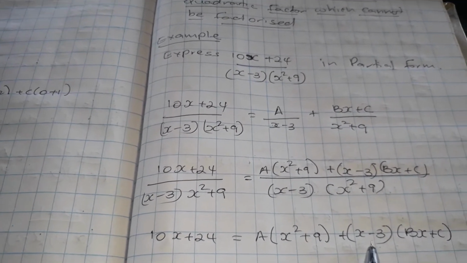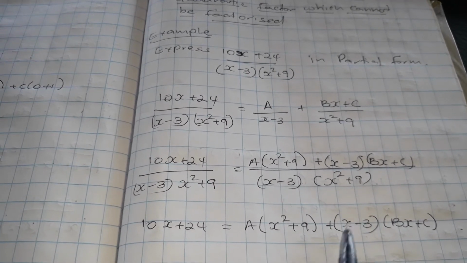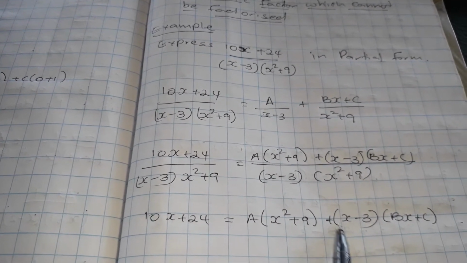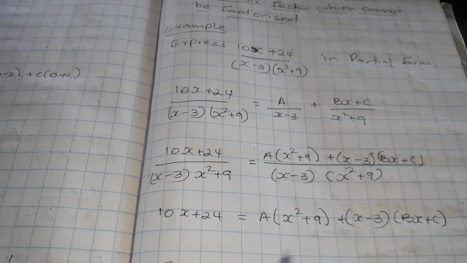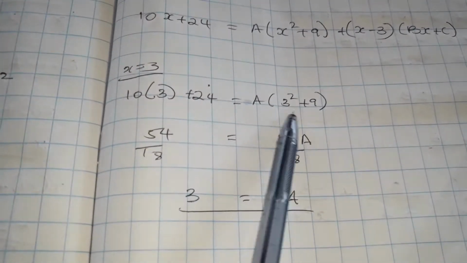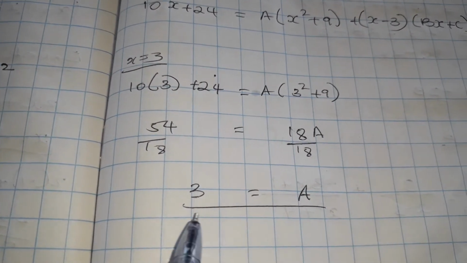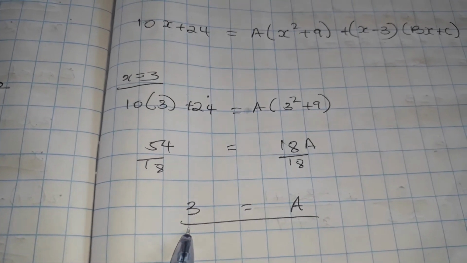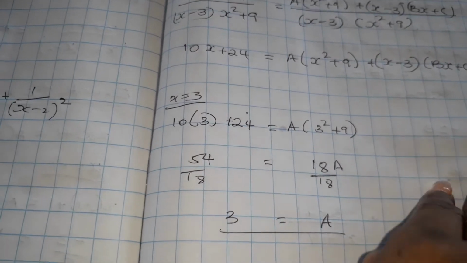Again, the same rule. I'll substitute a value of x so that it will end up as a 0. So I'll take 3. Once I substitute 3 in the expression and solve it, I will be able to find my value of a as 3.